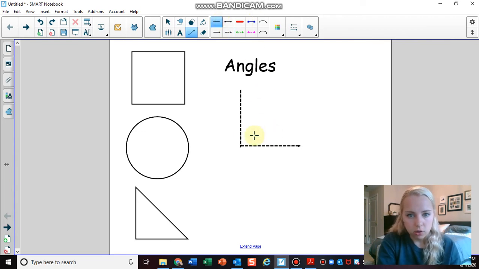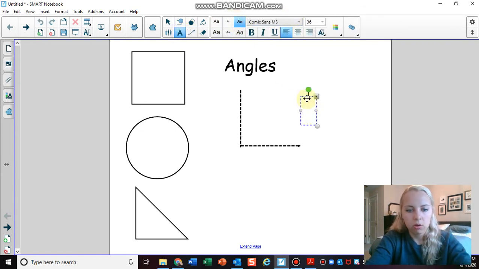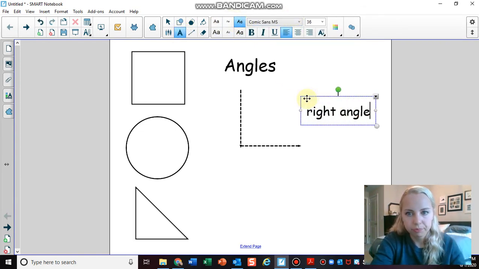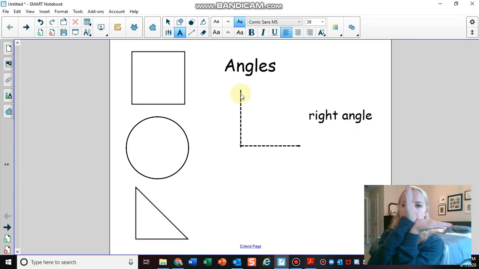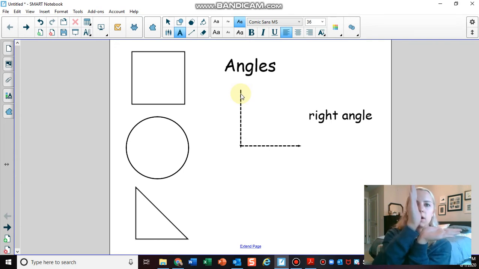This type of angle is called a right angle because it's perfectly square. If I were to show you lines in the corner right here, it would be perfectly square in the corner. So this is a right angle. I will show you what that looks like. Right angle. A right angle is perfectly square. So if you put your hands together, it would be a right angle if your one hand was pointing perfectly straight up to the ceiling and your other hand was pointing perfectly to the side.